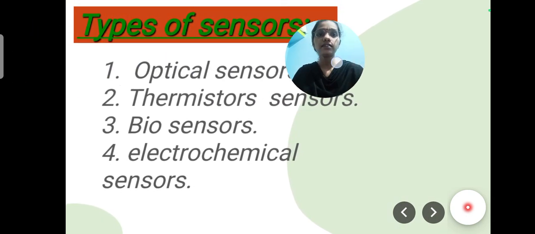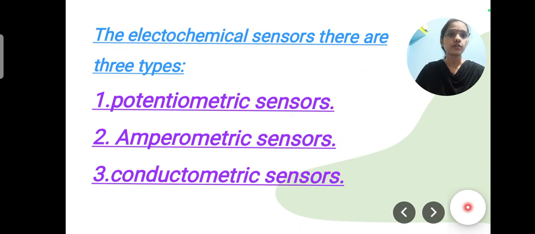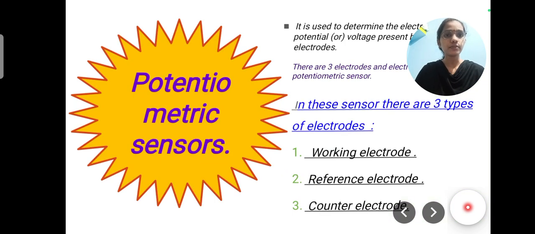There are four main types of sensors. They are optical sensors, thermistor sensors, biosensors, and electrochemical sensors. Electrochemical sensors are again divided into three types. The first one is the potentiometric sensor, the second one is the amperometric sensor, and the third one is the conductometric sensor. In this video, I am going to discuss only the potentiometric sensors and the amperometric sensors, with their examples and the conclusion.